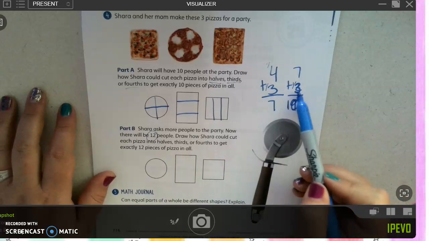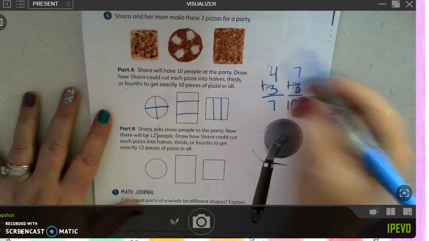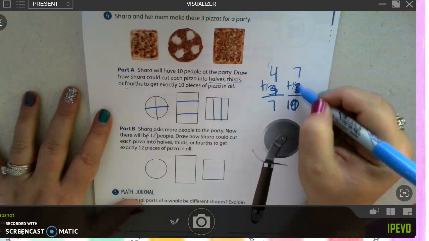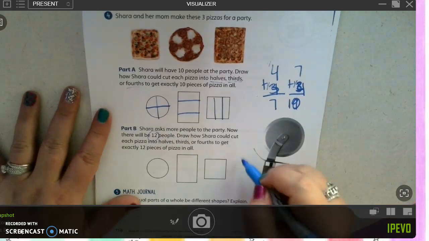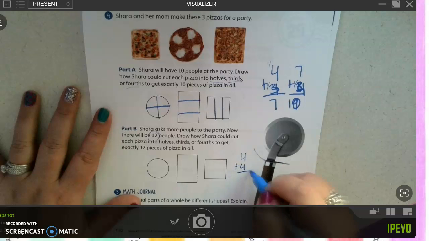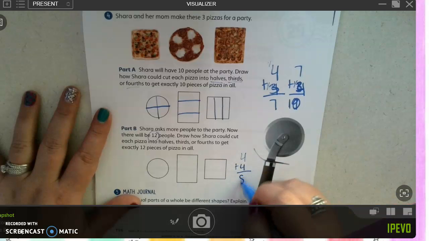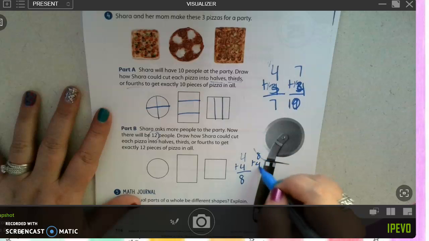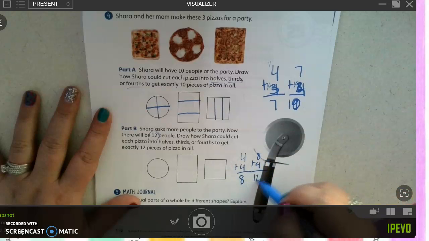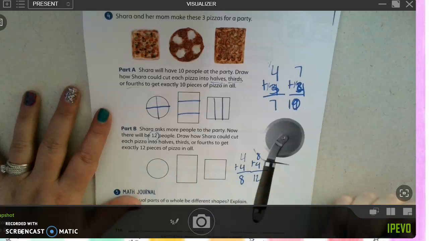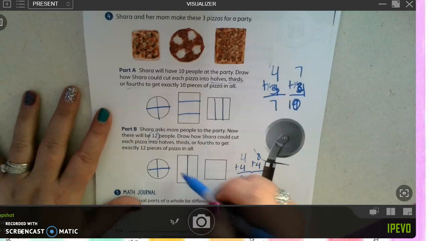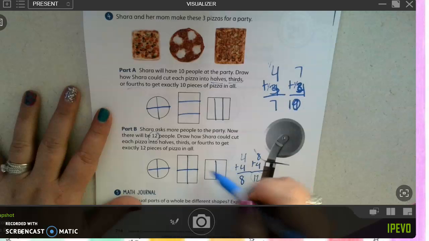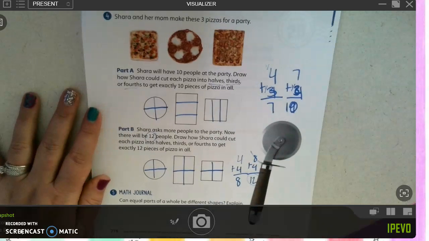Well, if I look at, I have 2 thirds. If I add 1 more piece of pizza and make those 2 thirds fourths, what is 4 plus 4? 8. And what is 8 plus 4? 12. So I could cut all 3 of these pizzas into fourths and have 12 pieces of pizza. I feel like this is confusing. How are you guys feeling about this?